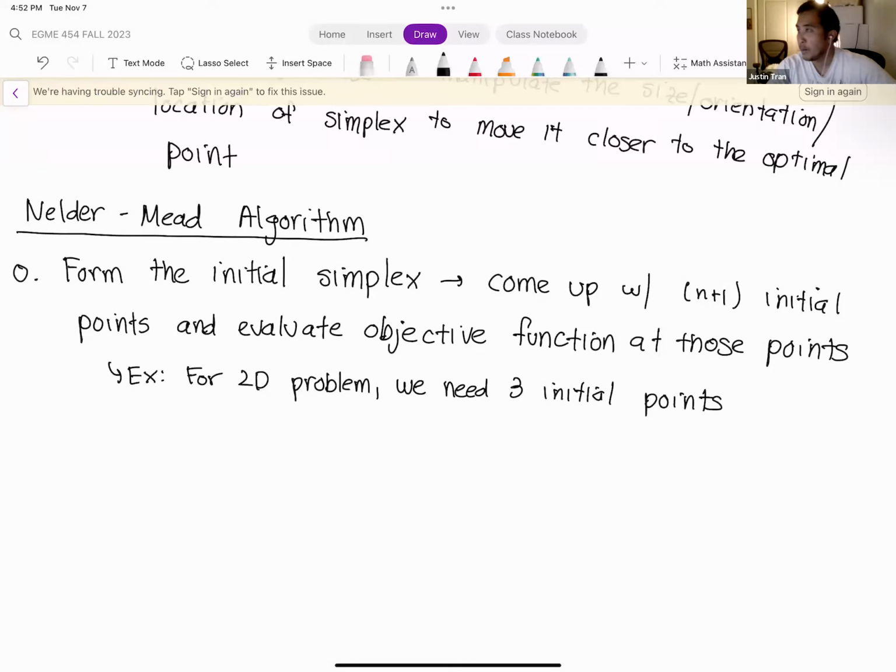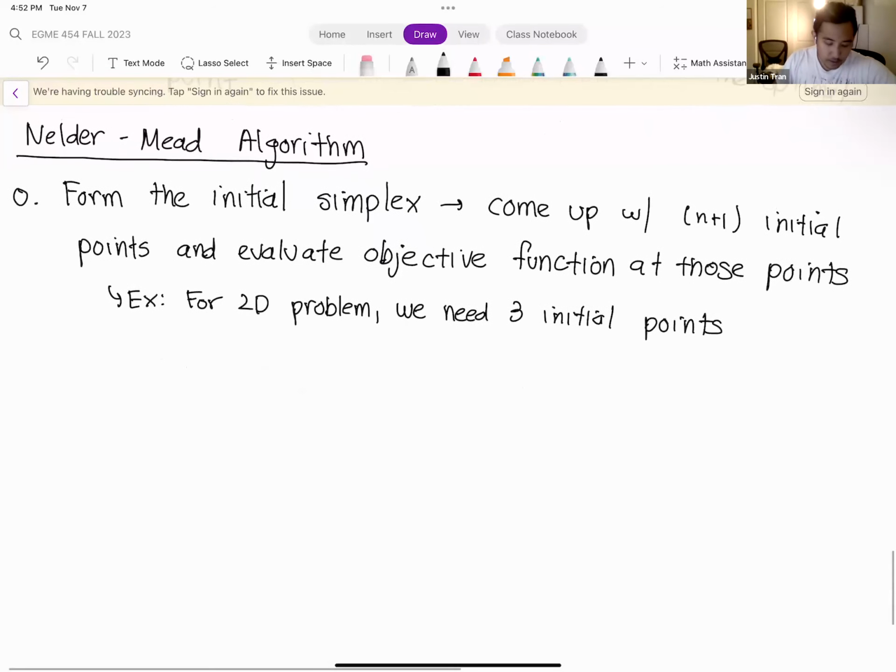All right, and so you can come up with these design points in multiple different ways. One way is to pick a center point and then find points all around it. That's totally fine. Or you can do it somewhat randomly, but make sure the points aren't too far from each other. But you do need that initial simplex. Without that initial simplex, you won't be able to move on. So that's step 0.